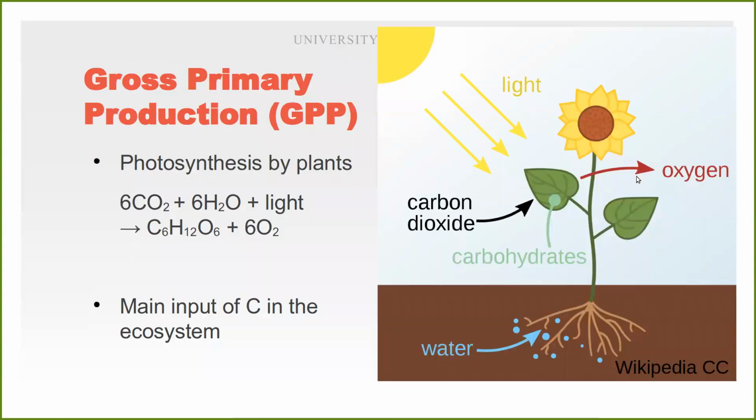So if we look a bit more at what is gross primary production, it's basically photosynthesis by plants. In a very simple way, it's CO2 plus water plus energy, and you get sugar and oxygen. That's what plants are doing, and that's the main and only input of carbon in the ecosystem. That's quite important.